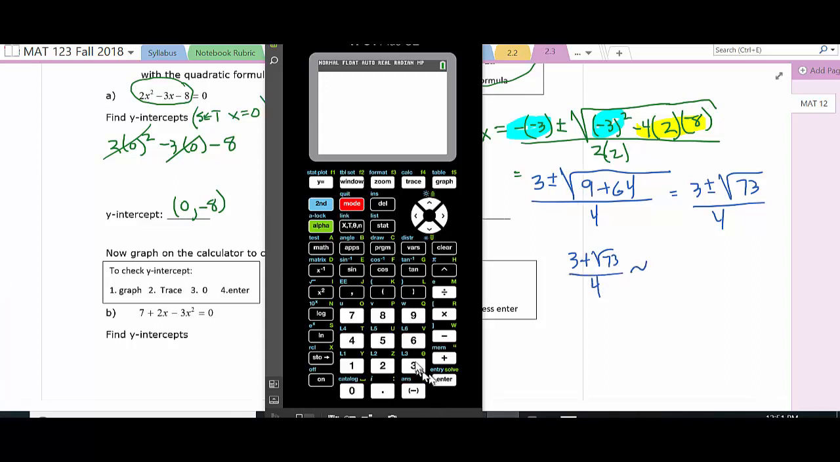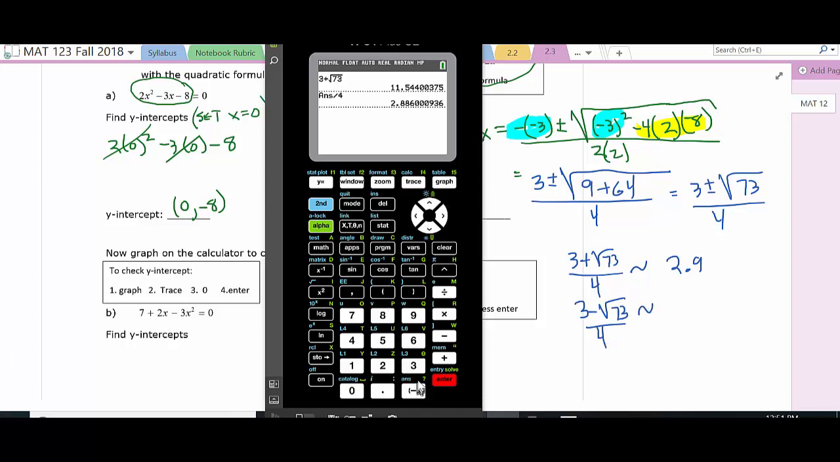So I'm going to go like this. I'm going to go 3 plus square root of 73. Okay, so I'm going to put that in, get an answer. Then I'm going to divide it by 4, and I'll just round it off to 1 decimal. Okay, so that's giving about 2.9. Then I do the plus minus, then I do 3 minus the square root of 73 over 4, and I get that answer.